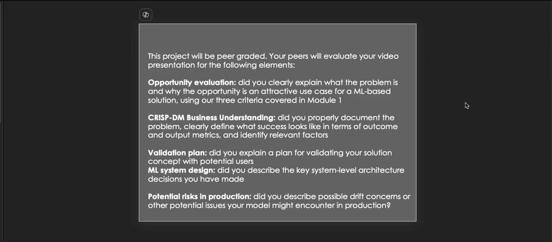Did I properly document the problem, clearly define what success looks like in terms of outcome and output metrics, and identify relevant factors. Validation plan. Did I explain a plan for validating the solution concept with potential users? Machine learning system design. Did you describe the key system level architecture decisions made? Potential risk in production. Did I describe the possible drift concerns or other potential issues the model might encounter in production?